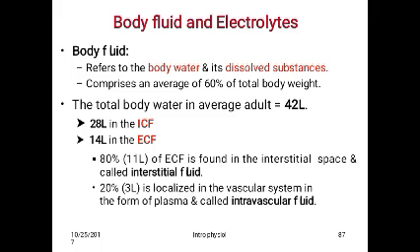Body fluid and electrolytes. Body fluid refers to the body water and its dissolved substances. It comprises an average of 60% of total body weight. The total body water in an average adult is 42 liters: 28 liters in the ICF and 14 liters in the ECF. 80%, or 11 liters, of the ECF is found in the interstitial space and is called interstitial fluid.